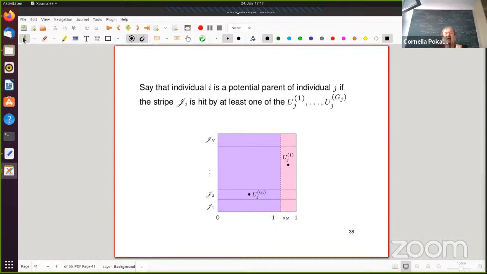Now say that an individual I is a potential parent of individual J if, on the way to the first success, hitting the purple area, the stripe of this interval, the Ji, is hit by at least one of those, right? So here in this situation where we needed 2 trials to hit the purple area, we have 2 potential parents. It's the UJ1, which falls wherever it falls, right? And it's the UJ2, and the 2 is already the number we need.